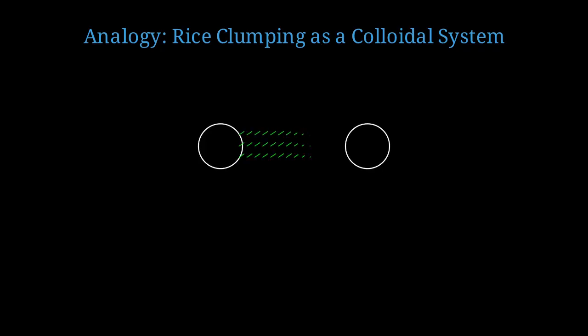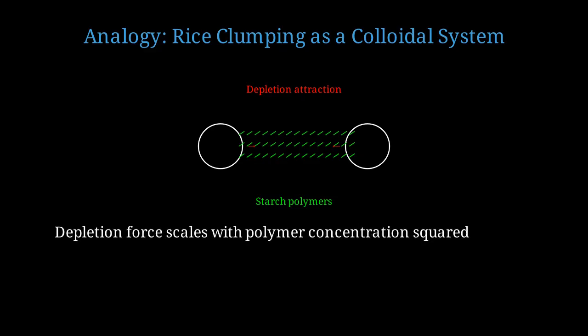Let's use an analogy. Rice grains in water with dissolved starch can be viewed as a colloidal system with depletion forces and bridging interactions. When polymer concentration is high, there's an entropic driving force for particles to aggregate. Polymers are excluded from the gap between particles, creating an osmotic pressure difference that pushes particles together. The depletion force scales approximately with the square of polymer concentration. This explains the dramatic increase in stickiness at high starch concentrations.